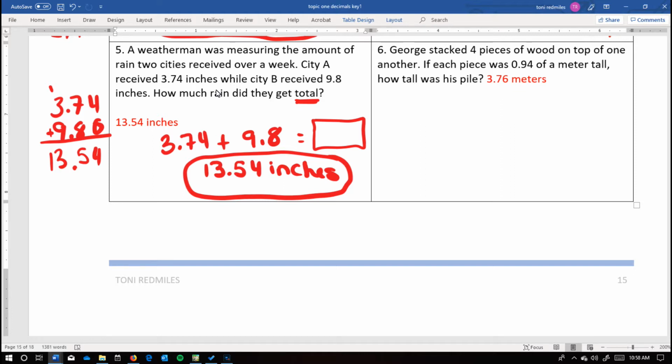George stacked 4 pieces of wood on top of one another. Each piece was 0.94 of a meter tall. How tall was his pile? Okay, so he has 4 pieces of wood. It's actually really big pieces of wood he's stacked on top of each other. A meter is pretty comparable to a yardstick. Actually, it's 0.9 of a yardstick.